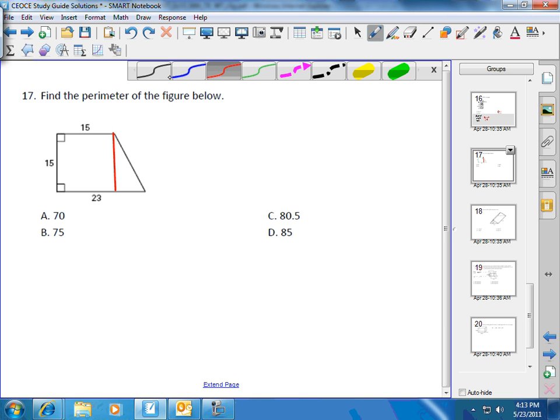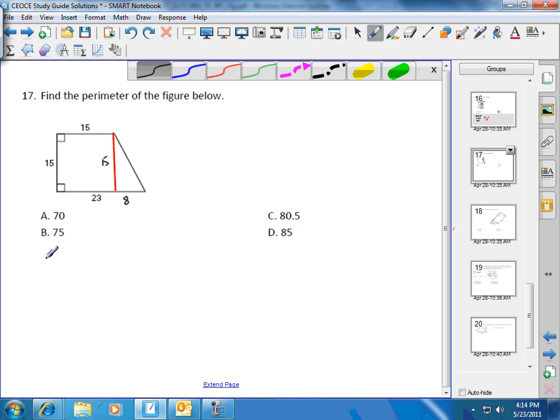So we know that this side is also 15 units long. And from here to here is 15 units long, because again, we have a perpendicular. So if we subtract 15 from 23, we have 8. And that's the length of this leg here. So we have 2 out of 3 sides of a right triangle, so we can use the Pythagorean theorem to find that third side.